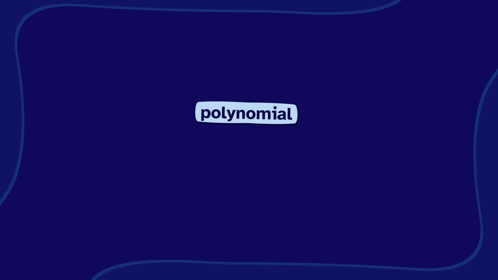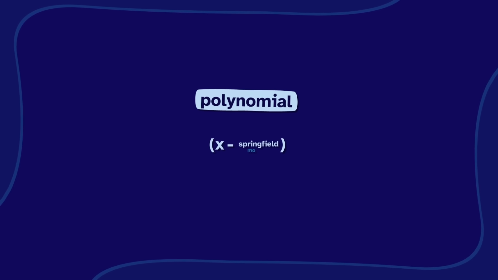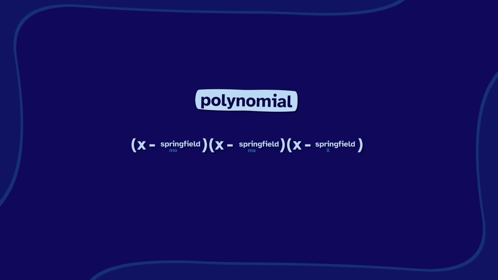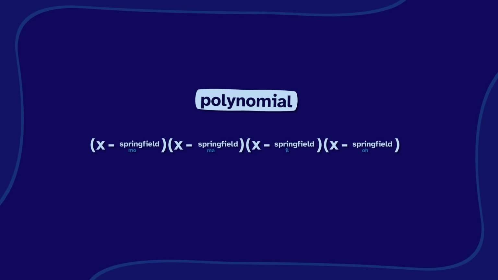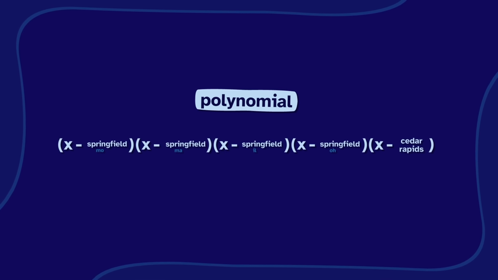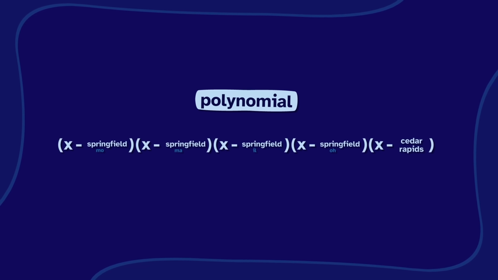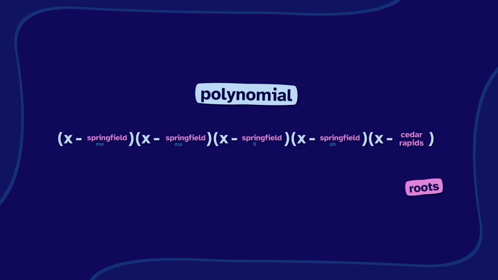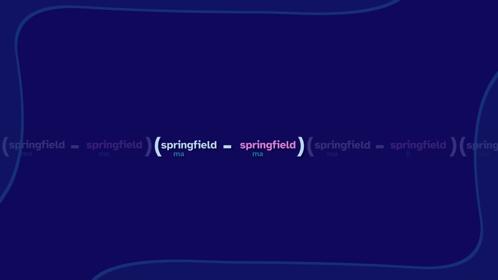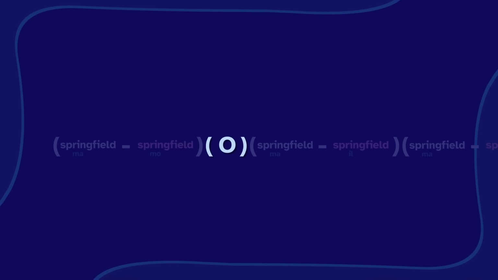The polynomial for these roots is x minus Springfield times x minus Springfield times x minus Springfield times x minus Springfield times x minus Cedar Rapids. These cities are roots because if we plug one of them in, such as Springfield, then this term is Springfield minus Springfield, which cancels to 0. And so the whole thing multiplies out to 0.